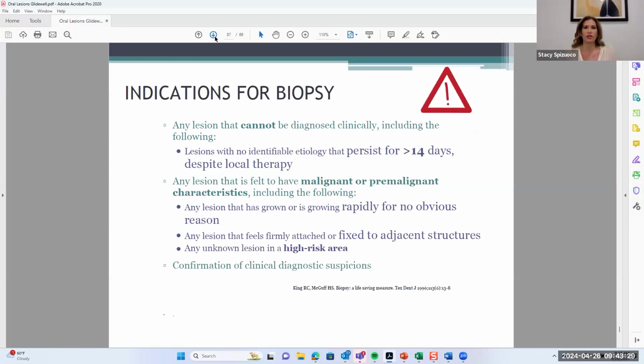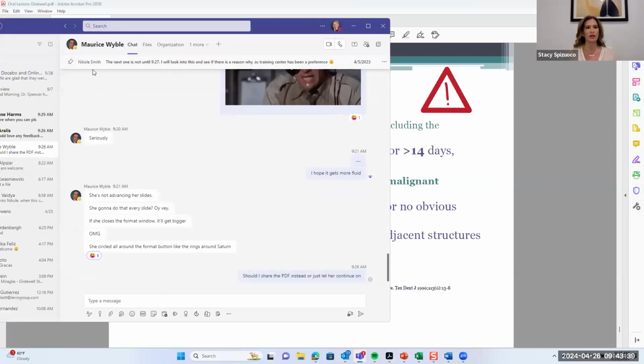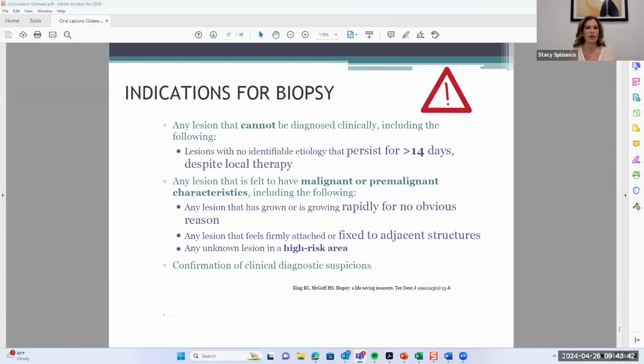So once you've done your oral exam, you want to know if you should biopsy. As I said, the rule book is 14 days. Anything that lasts in the mouth longer than 14 days, you want to biopsy. You want to send to a pathologist, or if you're comfortable doing it in your own office and you have the bottles and the forms to fill out, you can send it to a pathology lab. You want to be sure that there's nothing malignant or pre-malignant. Anything that's growing rapidly is cause for biopsy. Anything that is fixed, and anything in one of those high risk areas that we were talking about. That will help you confirm your clinical diagnosis.